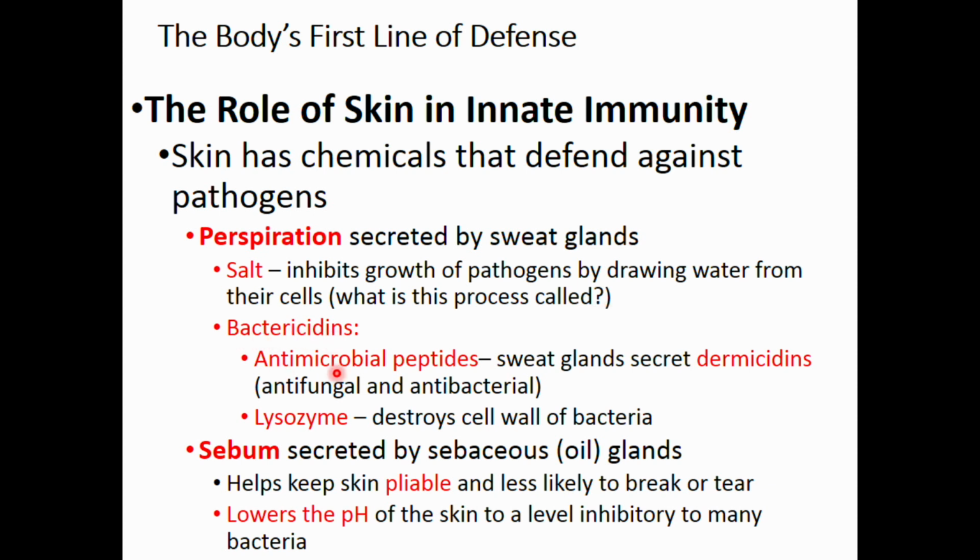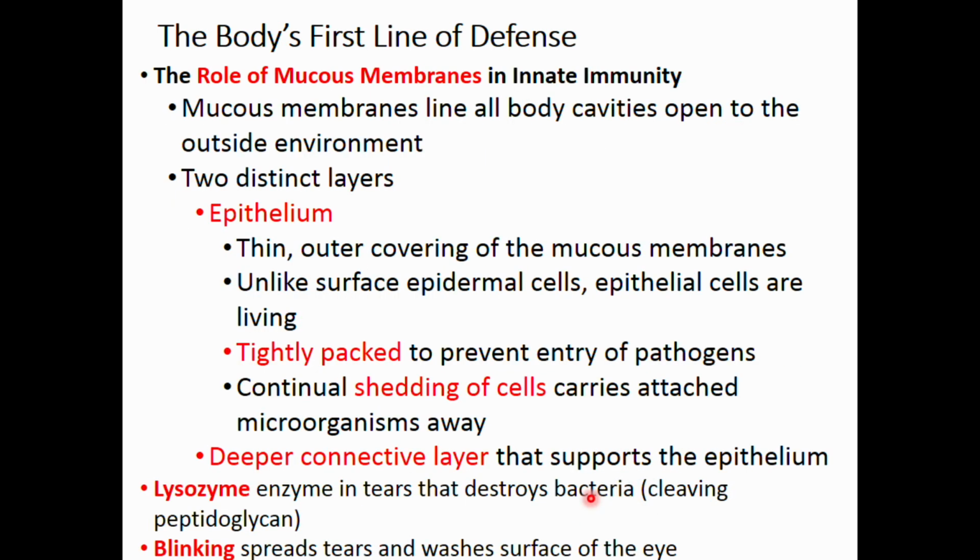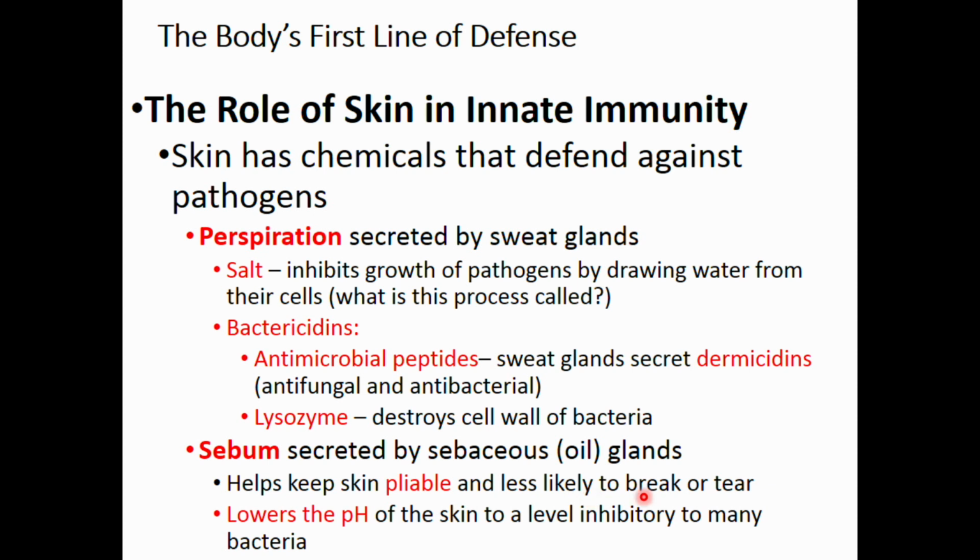Bactericidins are antimicrobial peptides, which are kind of like antibiotics, but you actually make them and release them in your perspiration. Okay? Basically there are different kinds. There are some that will kill bacteria and some that will kill fungi. And then lysozyme, we already covered that, right? We know that it is in our saliva. It is also in our perspiration. And now sebum, which is from our oil glands, helps keep skin pliable. And this is important because it makes it less likely to break or tear.